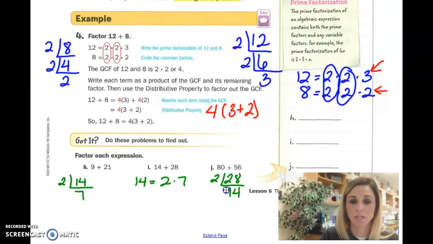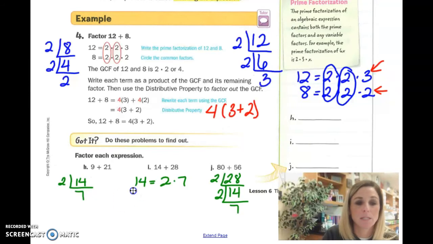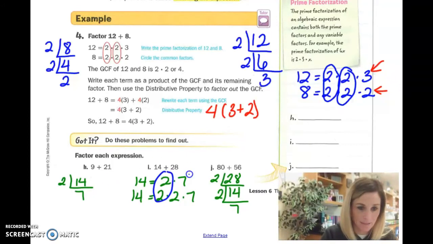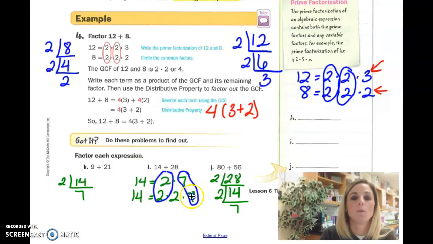Okay, so now I have 14. So now I want to take out some more. And I'm going to take out another 2. And 2 times what is 14? 2 times 7. I am done. So I have 28, which equals 2 times 2 times 7. Well, let's see what they have in common. Here they have the 2 and they have the 7, which means that now my 2 times 7 is 14.